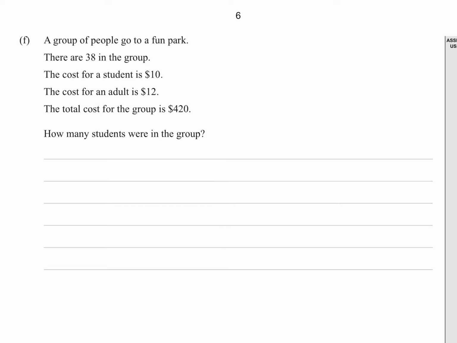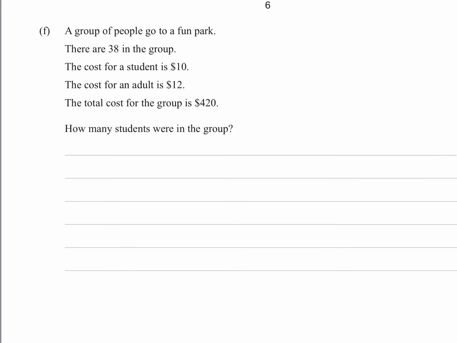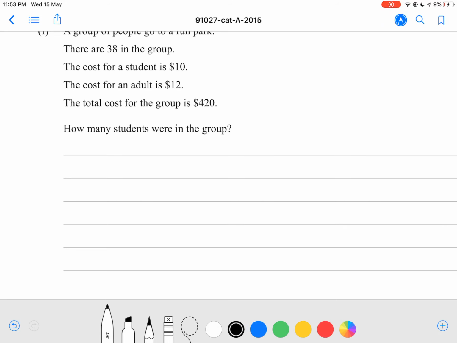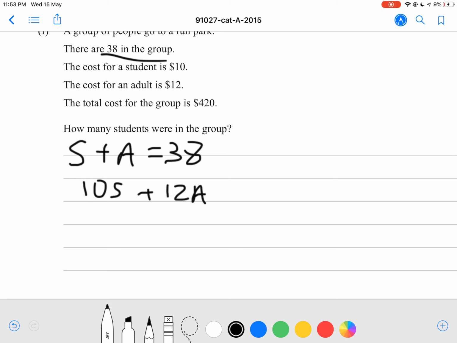A group of people go to a fun park. There are 38 in the group. The cost for a student is $10, the cost for an adult is $12, and the total cost for the group is $420. So let's just say students is S and adults is A. So you can say S plus A equals 38. So total number of students plus total number of adults is 38 people, as said here. So each ticket for a student costs $10, right? So each student has to pay for a $10 ticket, and each adult has to pay for a $12 ticket. And then in total, they have to pay $420.